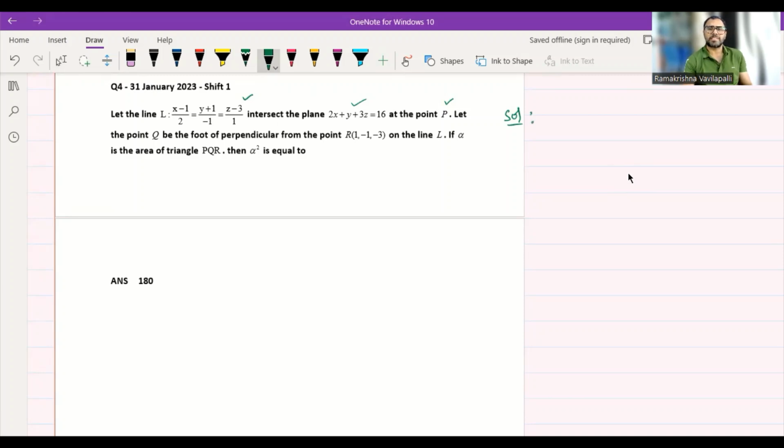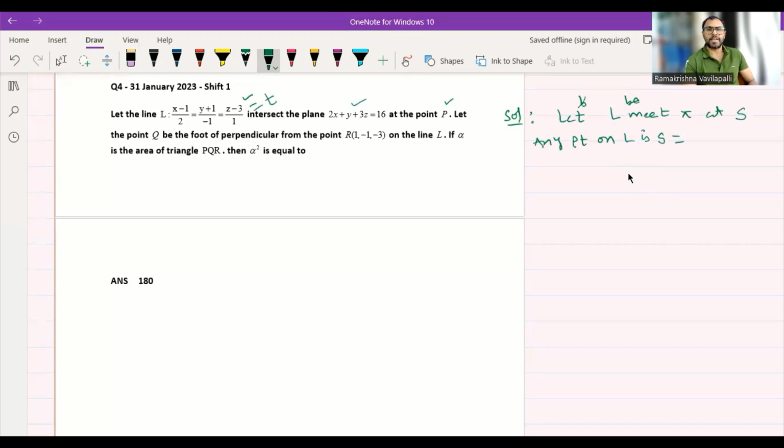Suppose the line L meets the plane pi at some point, you can say R is also okay. So now what is any point on L? Any point on L is, assume this is equal to t.